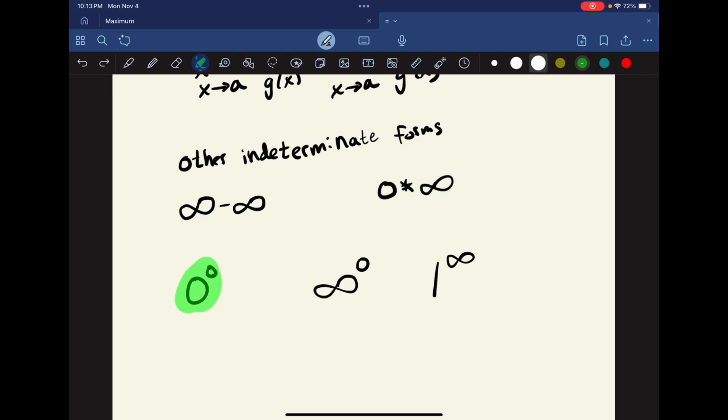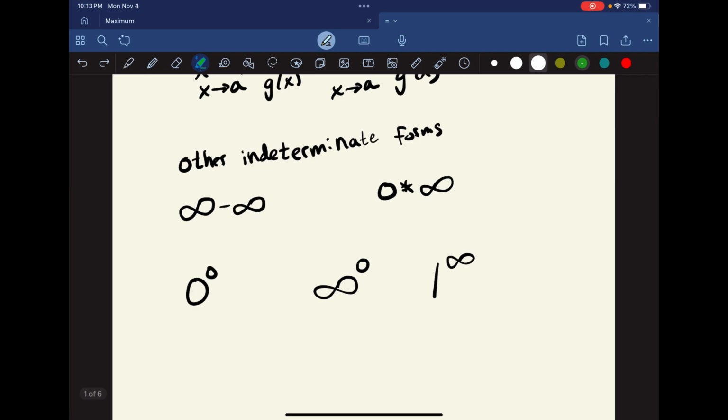And then 0 to the 0, these I just kind of don't get. I mean, I don't get why 0 to the infinity isn't an indeterminate form either. But it's not. 0 to the infinity is just 0. So that's the only one that's not here. But these are some of the indeterminate forms that you could find.